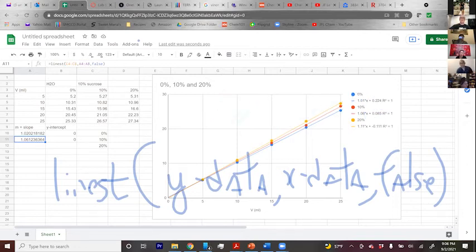So those are my first two densities, for 0 and for 10. So now we're going to correct it for 20. So again, equals lin est brackets. Here's my y data for 20% now, comma, my x data, same for everybody, comma, false. Close brackets, hit enter. And that has changed a little bit, actually. I'm a little surprised.